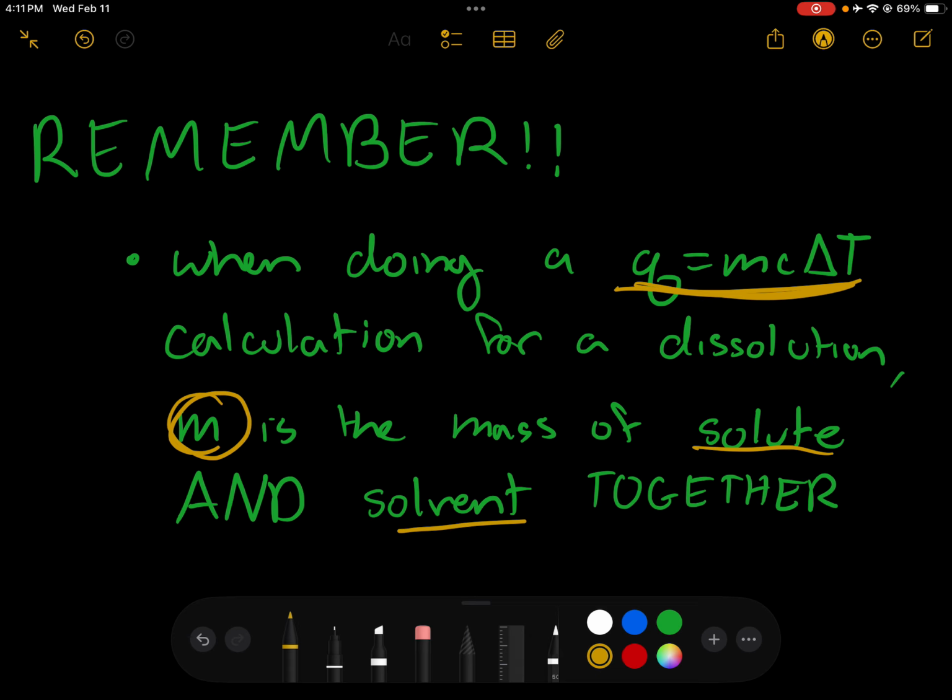Nine times out of ten, the first mistake I see when people are doing this type of calculation is they'll only use the mass of the solid, or they'll only use the mass of the water, when in reality you need both.